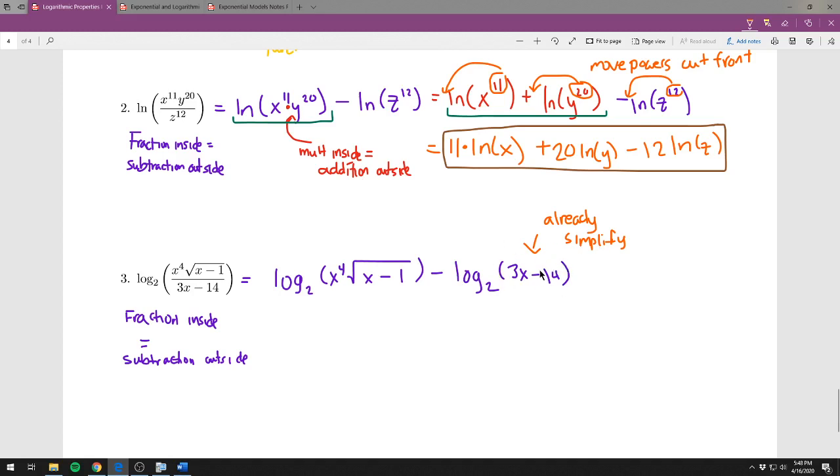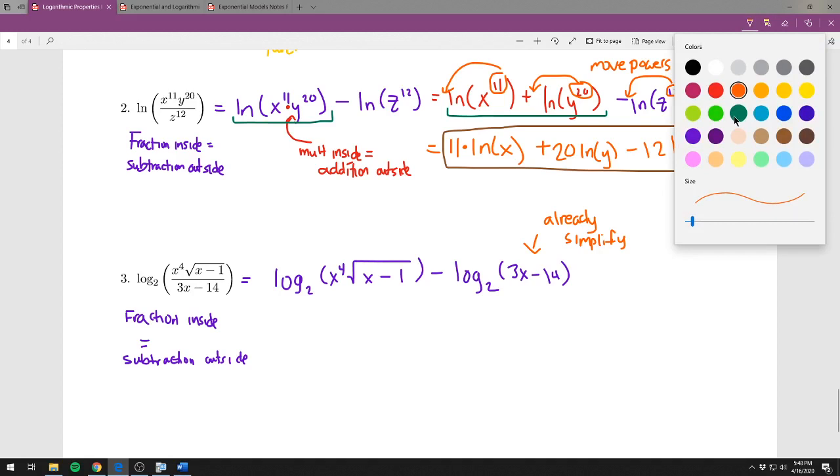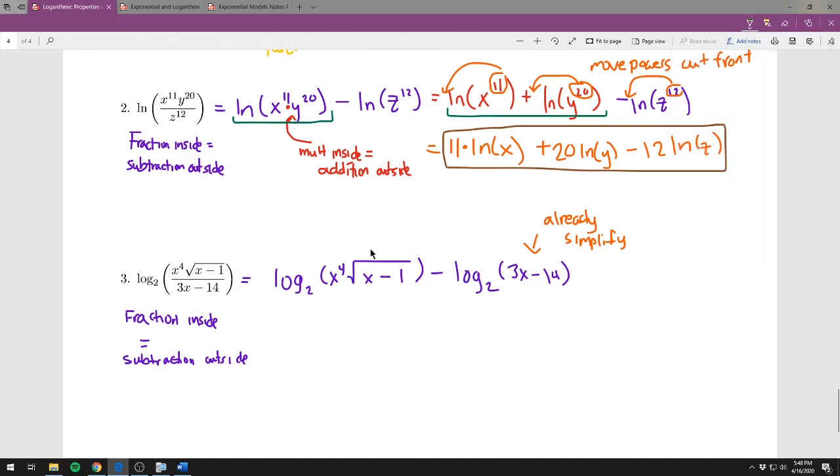Right? There's no powers here. There's no multiplication of things. 3 times x, yeah, but that's just 3 times x. It's not like x times y or something. So this is already simplified. We need to simplify this part. And inside this one, we do have a multiplication. That's what we need to break up.